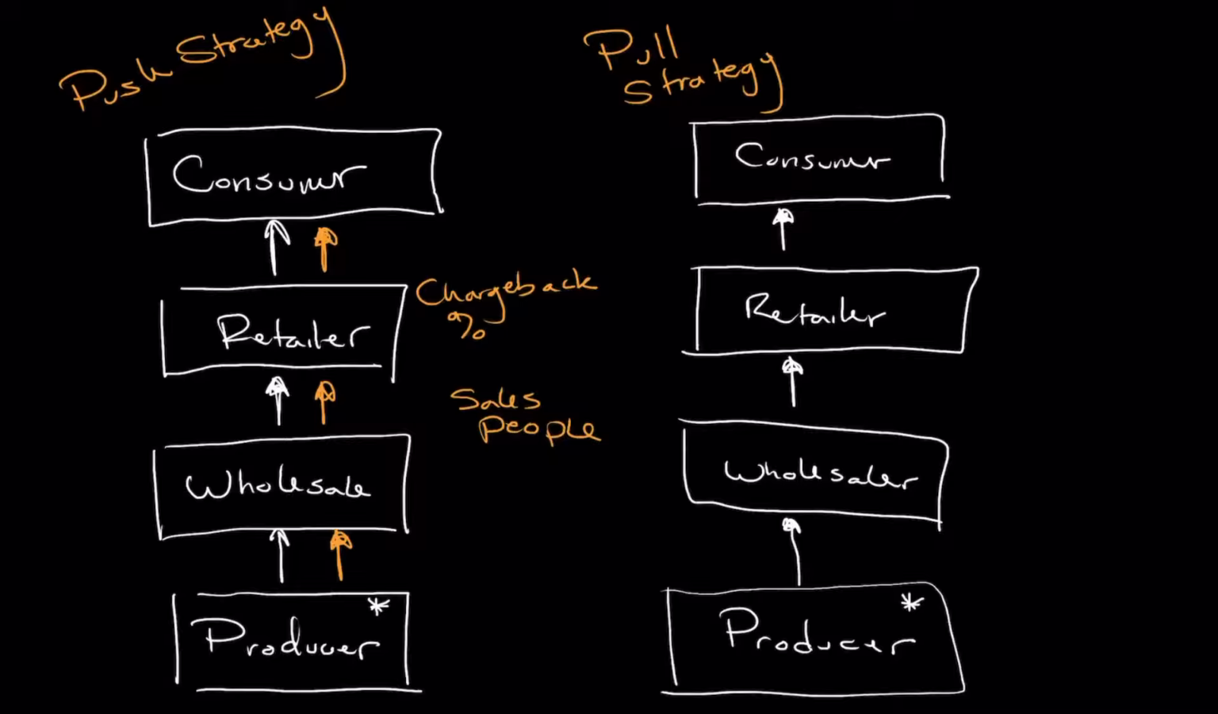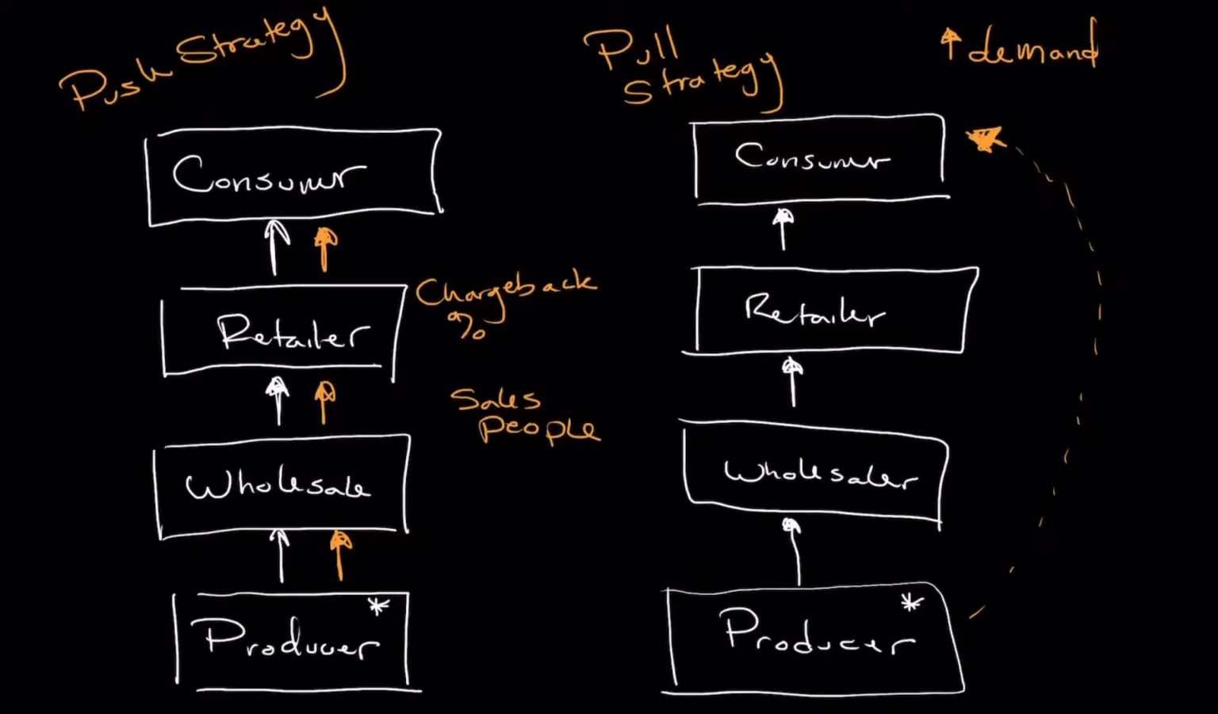The way a pull strategy works, it's the exact opposite. Now, it doesn't mean we start on the consumers and work our way down. What it means is that we're actually going to skip all of these people, and we are going to target consumers. What we're going to try to do is increase demand for our product.